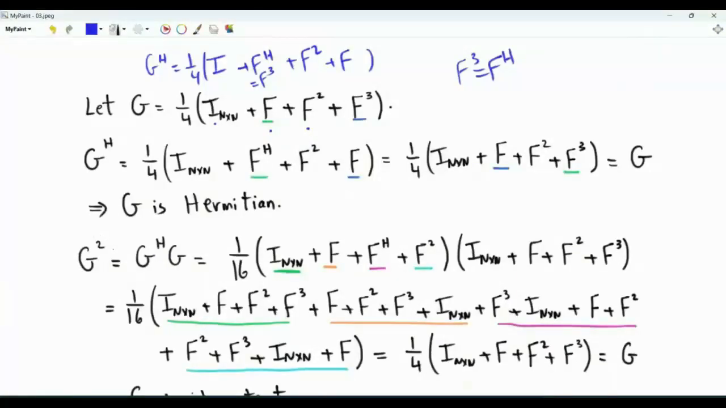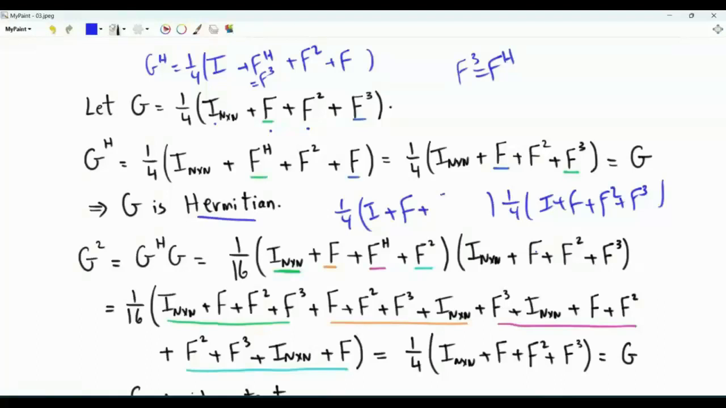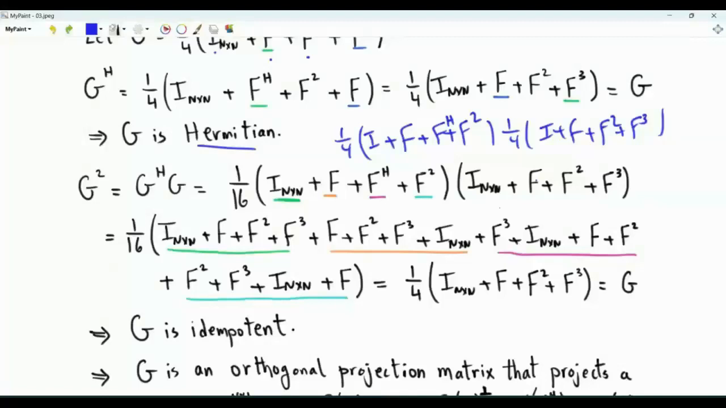Let's examine G squared. G squared can be written as G Hermitian G because it is a Hermitian matrix. G is 1/4, and then we have the sum I plus F plus F squared plus F cubed, and G Hermitian is 1/4, and let's write it in this way. Identity, then G has F cubed, which is F Hermitian, so the Hermitian of F cubed is F, and the Hermitian of F is F Hermitian, and the Hermitian of F squared is F squared. Let's expand identity times those 4 matrices, we get them back, and then when we multiply by F, we get F, and then F squared, and then F cubed, and then F to the power 4, which is identity. The same 4 terms. If we multiply by F Hermitian times identity, that's F Hermitian, which is F cubed.